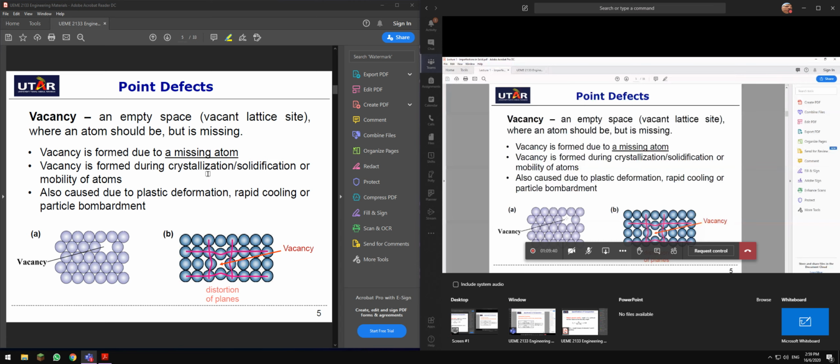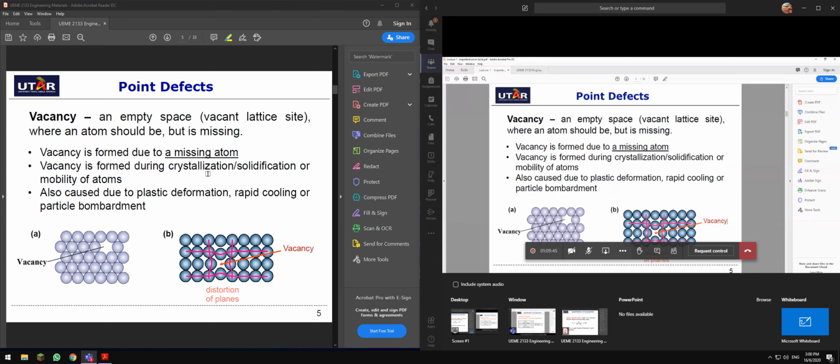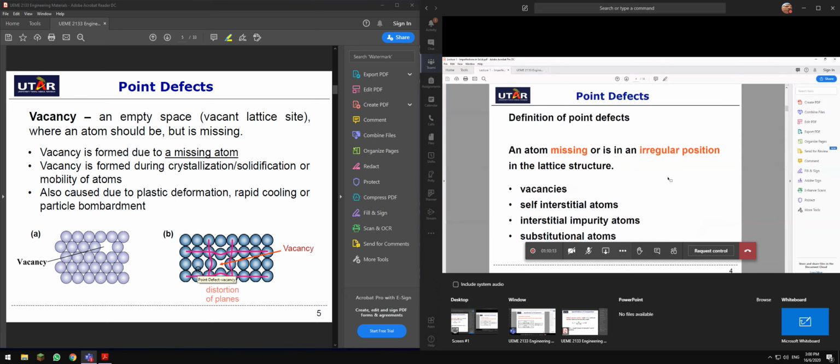So when there is a vacancy in an atom, the adjacent atoms tend to slip in, which makes the propagating planar lines defective, causing distortion of the planes. That is one of the reasons why we call these point defects. And these are bad for the material. It can really reduce the mechanical properties of a material.